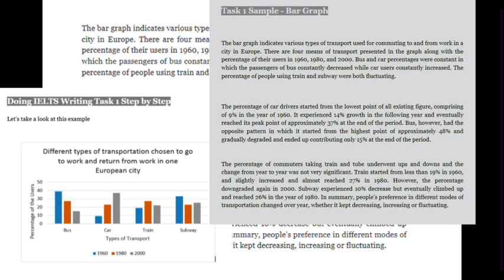The percentage of commuters taking train and tube underwent ups and downs, and the change from year to year was not very significant. Trains started from less than 19% in 1960 and slightly increased and almost reached 27% in 1980. However, the percentage downgraded again in 2000. Subway experienced a 10% decrease but eventually climbed up and reached 26% in the year of 1980. In summary, people's preference in different modes of transportation changed over the years, whether it kept decreasing, increasing, or fluctuating.